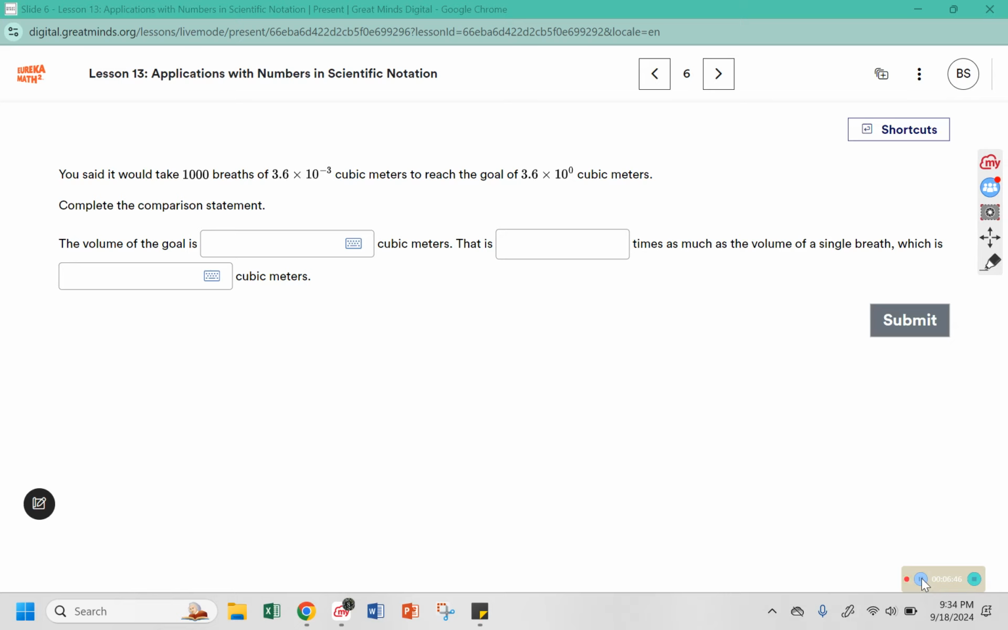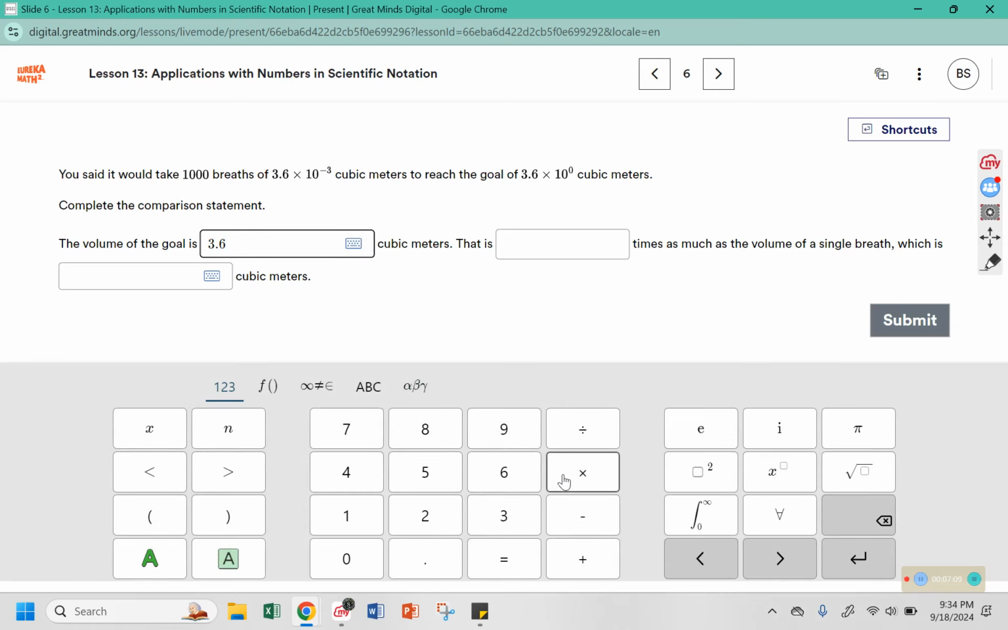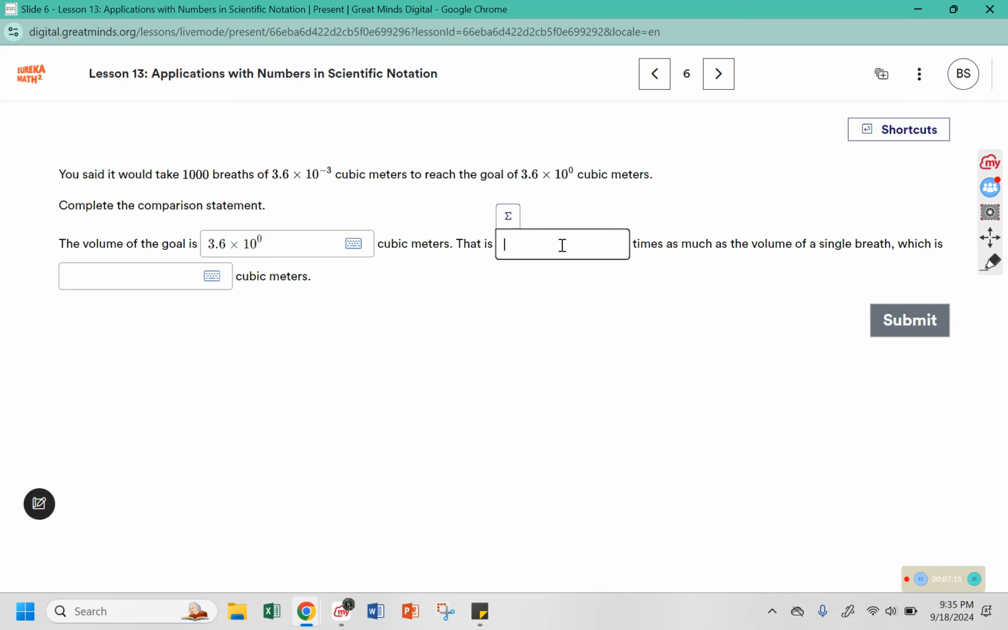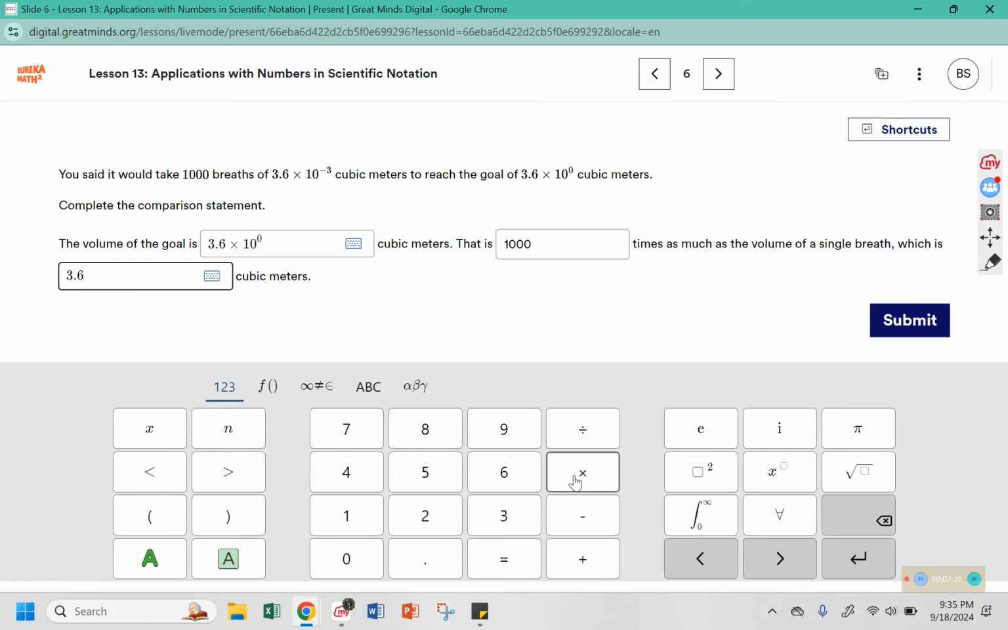You said it would take 1,000 breaths of 3.6 times 10 to the -3rd cubic meters to reach the goal of 3.6 times 10 to the 0 cubic meters. Complete the comparison statement. The volume of the goal is blank cubic meters. The volume of the goal is 3.6 times 10 to the 0. That is 1,000 times as much as the volume of a single breath, and the volume of a single breath is 3.6 times 10 to the -3rd.